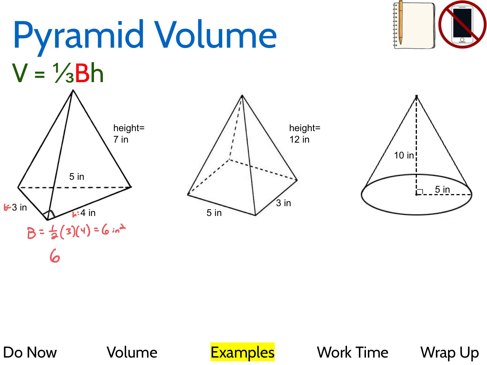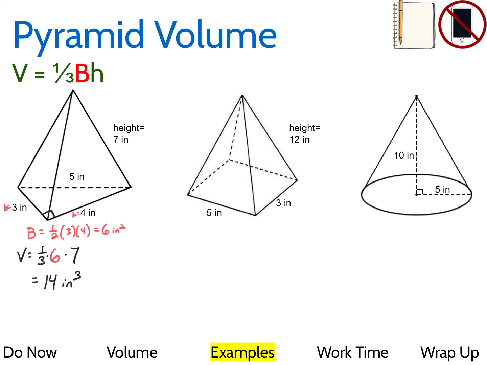And we have that the volume equals 1/3 times the base area times the height of the pyramid, which is 7. So in this, we get 2 times 7, which is 14 cubic inches for that one. Now, we do this one the exact same way.